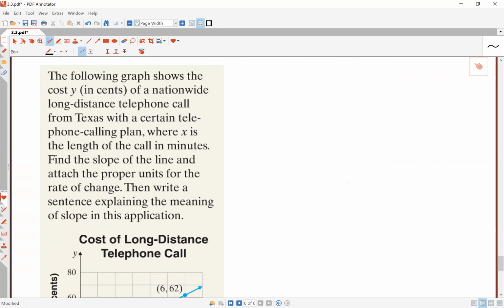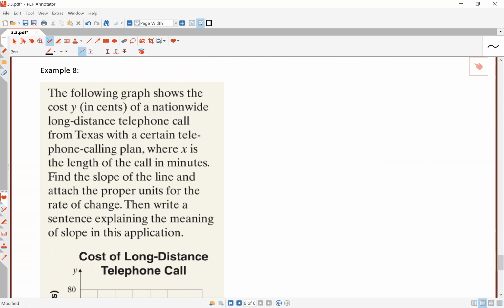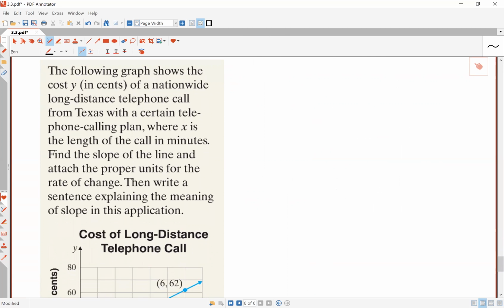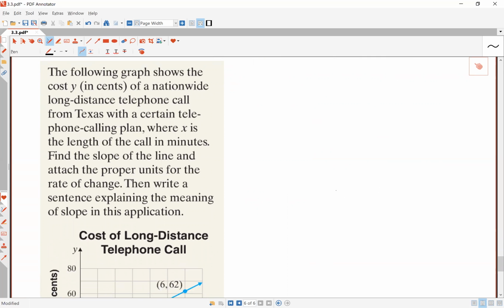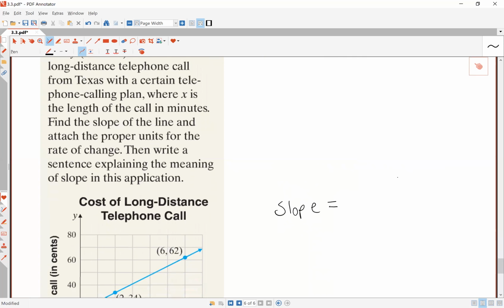In this example, the following graph shows the cost, which is y, in cents of a nationwide long-distance telephone call from Texas with a certain telephone calling plan, where x is the length of the call in minutes. Find the slope of the line, add the proper units for the rate of change, and then write a sentence explaining the meaning of slope in this application.